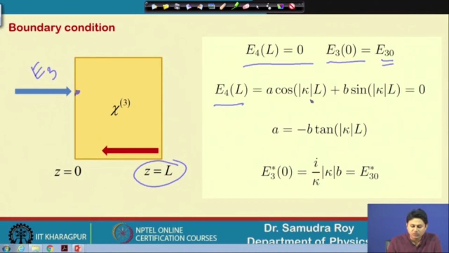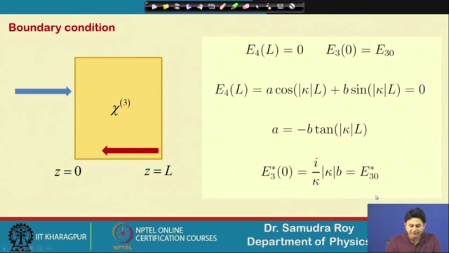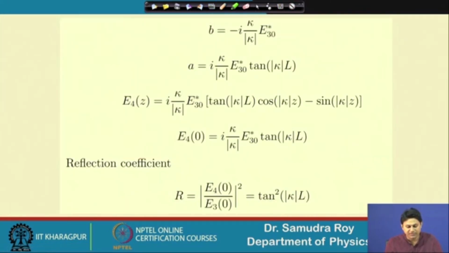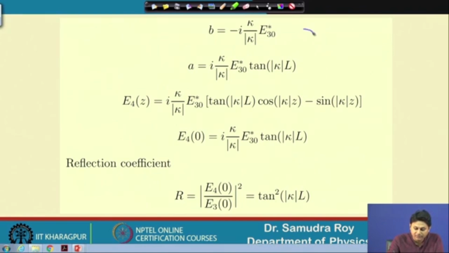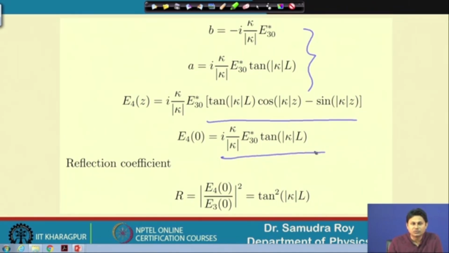If I put z equal to L, then we have a relationship, and this relationship suggests that A equals minus B tan of mod of kappa L, and E3 0 is also this quantity. Well, once we have the relation of A and B, which we derived in the last slide, I can write E4 in total. I just replace A and B and write the total equation of E4. Also, we know what E4 0 is.